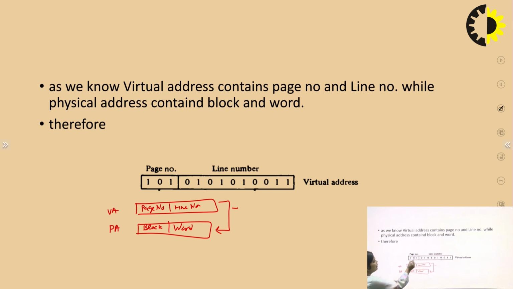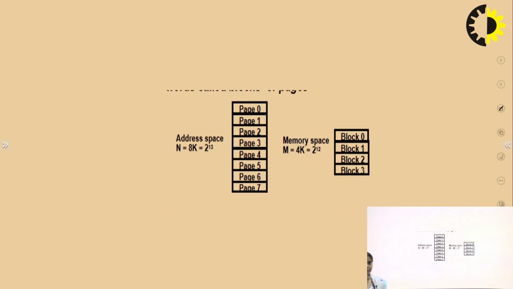Now, you can see there is a page number. Whatever the higher order bits are, those are used as the page number, and the lower order bits are considered the line number in the virtual address. Now, the number of addresses we already designed. How? Because there are 8 pages, so page 0 to page 7.